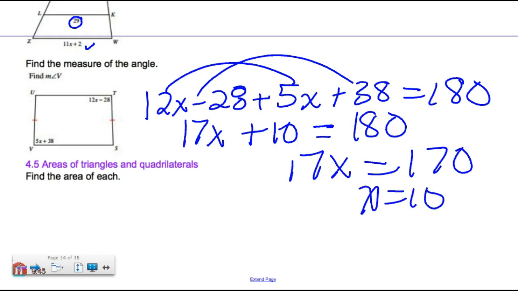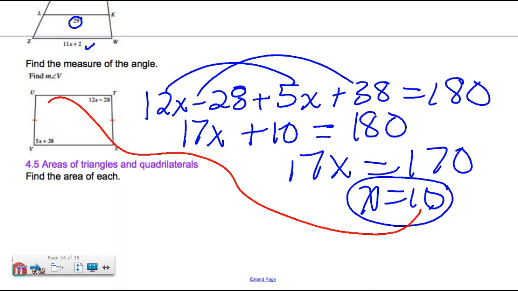And it said to find the measure of angle V on this one. So make sure we answer the question asked, and I'm going to plug it in here, and I get 5 times 10, which is 50, plus 38. So angle V is going to be 88 degrees. And actually, once I know one of them on the isosceles, I know all of them. That means this one down here is also 88, this one's 92, and this one's 92, because those ones next to each other there have to add up to 180 degrees.